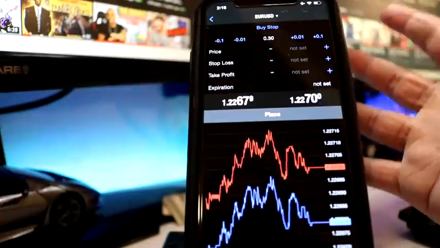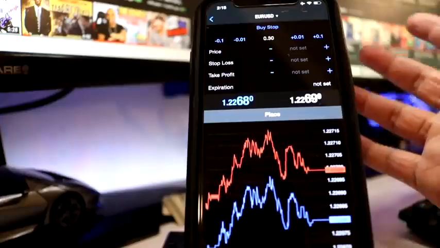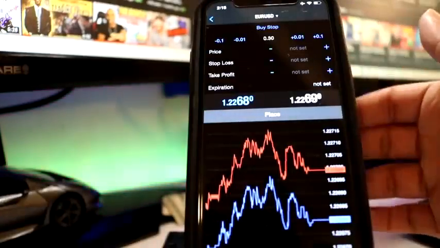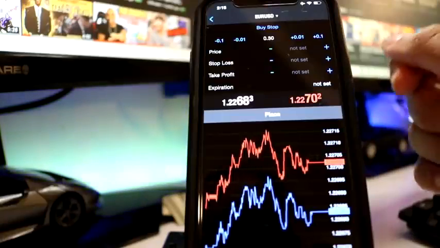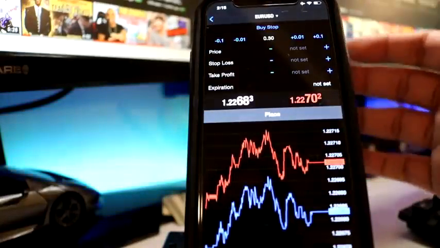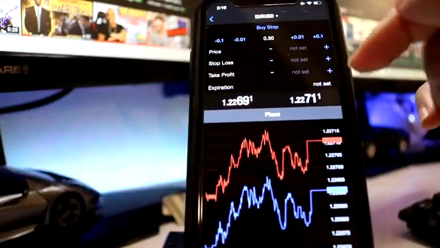This is perfect for people that may have a busy schedule, that may be at work, or maybe just don't want to sit in front of the charts all day. A huge misconception that a lot of people have when it comes to trading is that you have to be in front of a computer or on your phone all day, every day to see success. That is not true due to features like this.